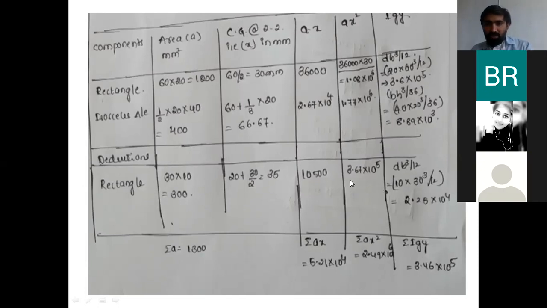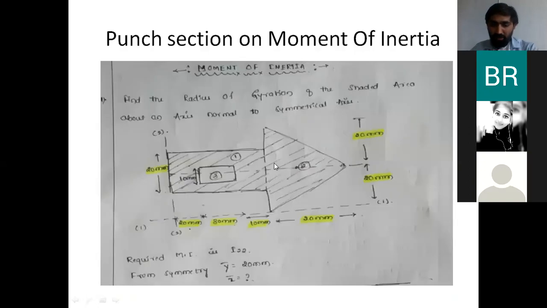So this is the first part, and this is the entire figure. Whenever none of the axes is given, we keep the entire figure in the first quadrant. Anyhow, in the given problem he has given the reference axes, the 1 and the 2 axes, and he is talking about the symmetrical axis. Find the radius of gyration of the shaded area about an axis normal to the symmetrical axis. This is the symmetrical axis, and with reference to it, this 2 acts as the normal axis, right?